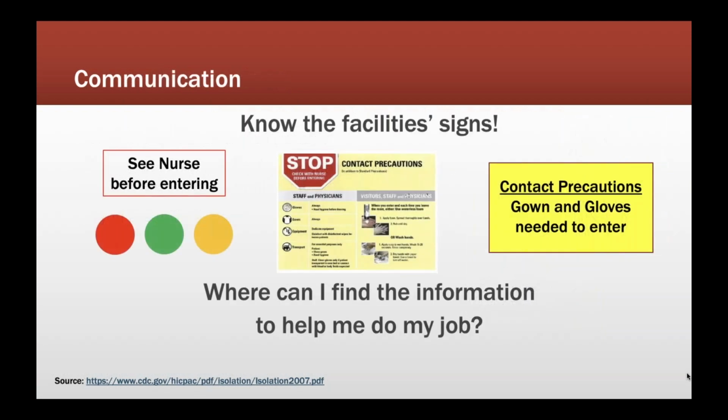We also want to communicate, know what the hospital sign says. If it says contact precautions, then this is a gown and gloves. If it's airborne precautions, then you need to wear gloves and an N95 respirator mask. And again, if it's droplet precautions, a surgical mask would certainly be acceptable. And so as you go into emergency departments and other facilities like nursing homes, be familiar with their signage. And if you don't know, actually ask that information.